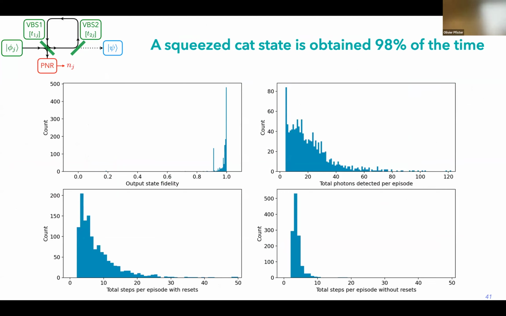And those states, even those with a little bit lower fidelity, 90 plus, are all squeezed cat states. They have slightly different spacing, so the fidelity doesn't work out that well, but qualitatively, they're the real thing. And we know what they are from the sequence of events in the iterations, the different parameters.